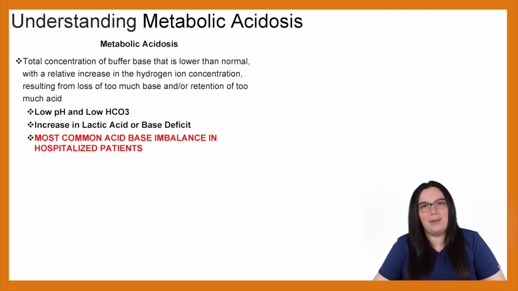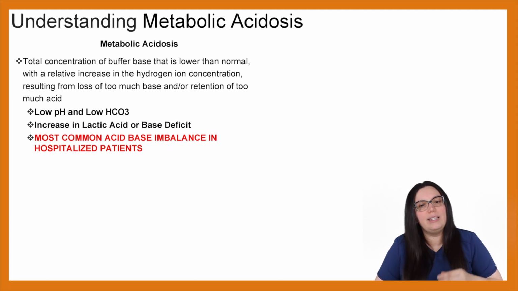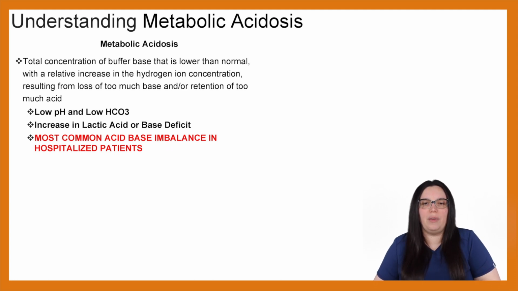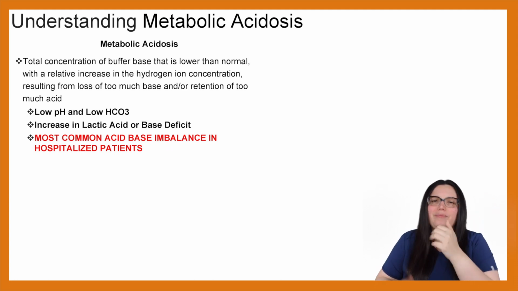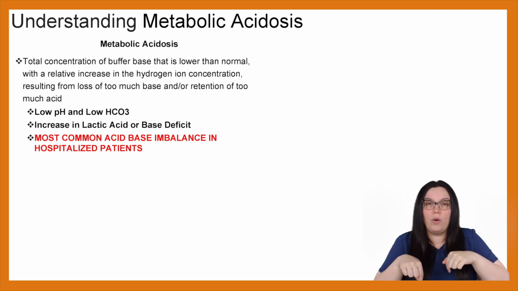So what's happening in metabolic acidosis? Well, it's a total concentration of buffer base that is lower than normal with a relative increase in the hydrogen ion concentration resulting from loss or too much base and/or retention of too much acid. So I just said a whole lot of words. What the heck does that mean? It means that we're going to have a low pH and a low bicarb.